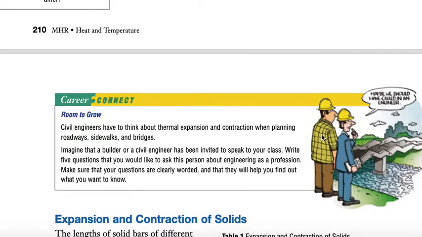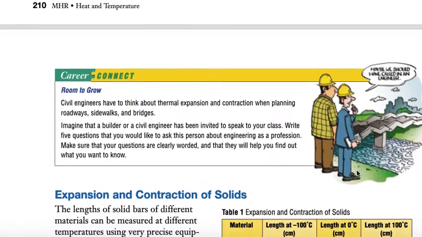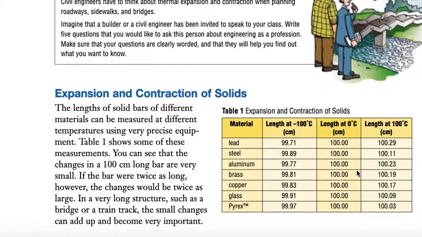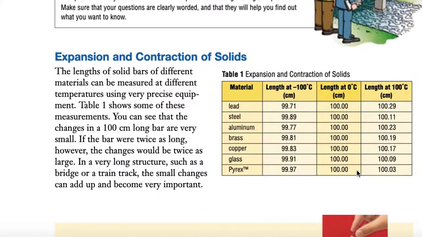So here's a picture of civil engineers. They're actually people who build bridges and sidewalks, right? And roadways. Expansion and contraction of solids. This is the table of expansion and contraction of solids. So it's the material and how long it is at negative 100 degrees Celsius, and how long it is at 0 degrees Celsius. And then how long it is at 100 degrees Celsius.